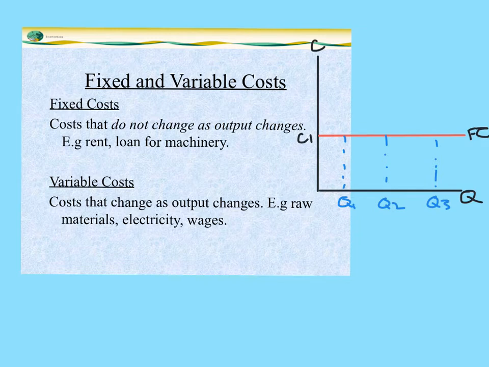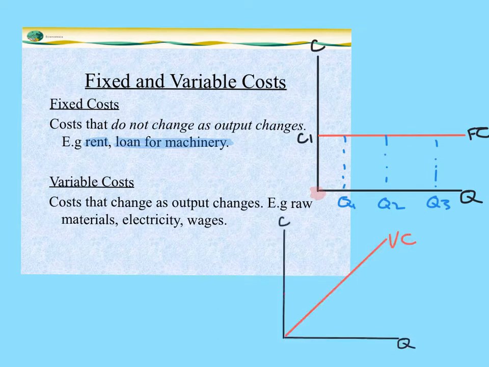Examples of fixed costs then are rent or a loan for machinery. They're a fixed payment every month, regardless of output. Even if you actually produce at Q0, which is here, you still have to pay those fixed costs. So you still have to pay your rent, and you still have to pay your loan for your machinery.